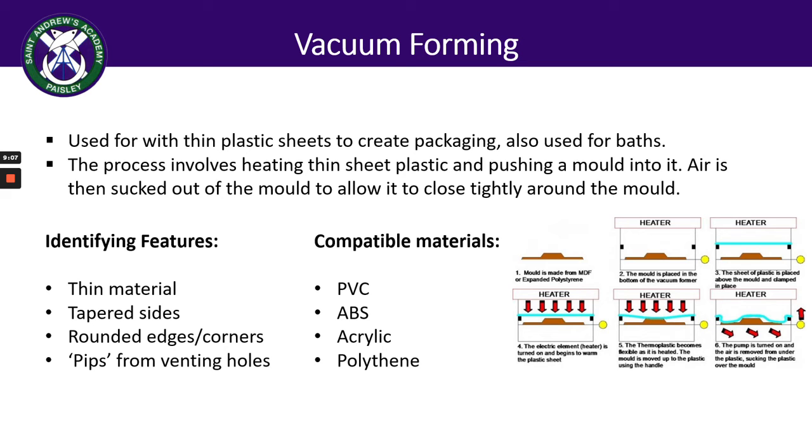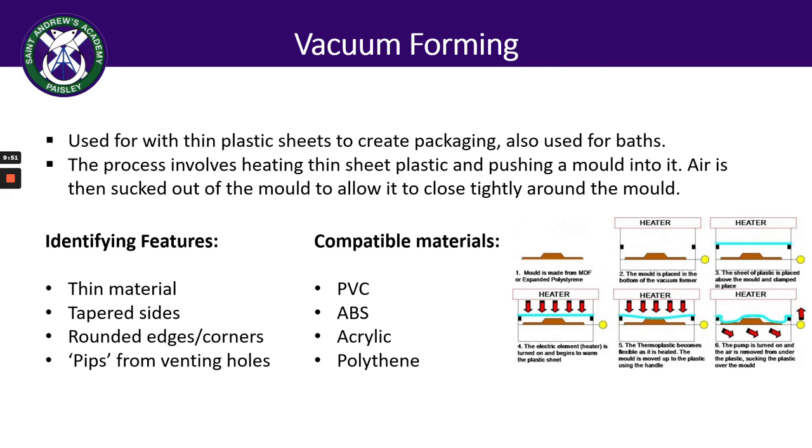So the process involves heating a thin sheet of plastic, and in the diagram shown on the right hand side you can see this is represented by the blue line. The plastic is heated up and then the mould is pushed up into it. What happens then is the vacuum sucks the air down and out, the air between the plastic and the mould, and what that does is create a really tight fit round the mould as this air is pulled out. So it clings to it really tightly, the vacuum pulls the air out, and once the mould is removed, the sheet is left in the desired shape.